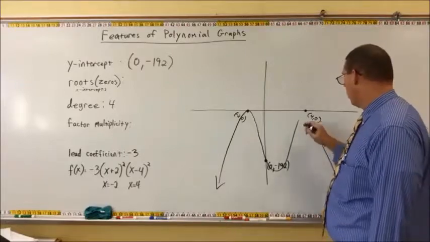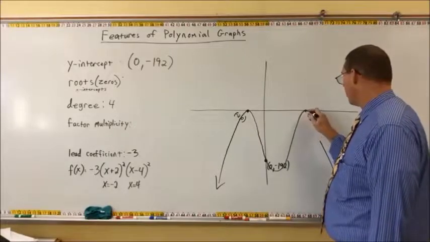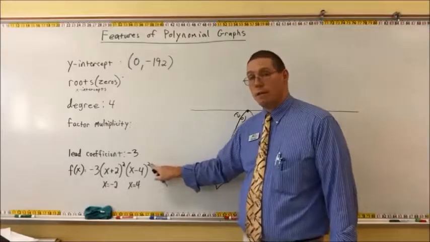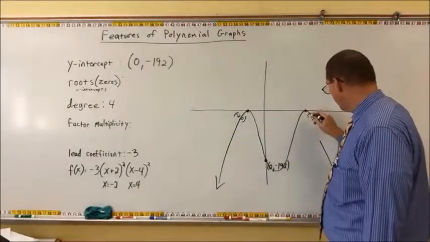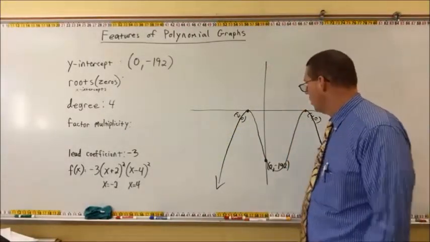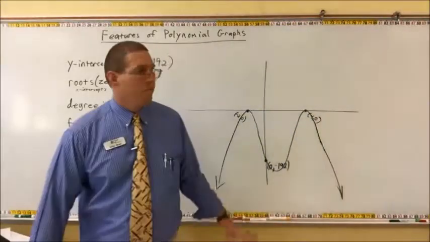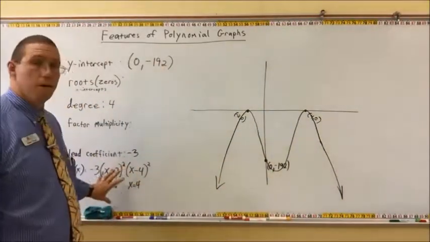to 4, and we're not going to cross over because the multiplicity is even. Then we're going to come back down and meet up with this arrow, and we're done. That is the graph of this function.